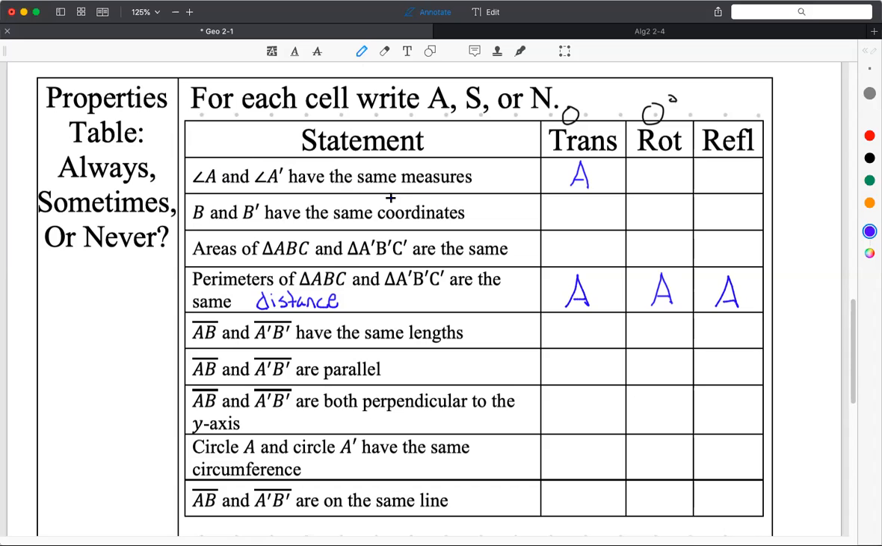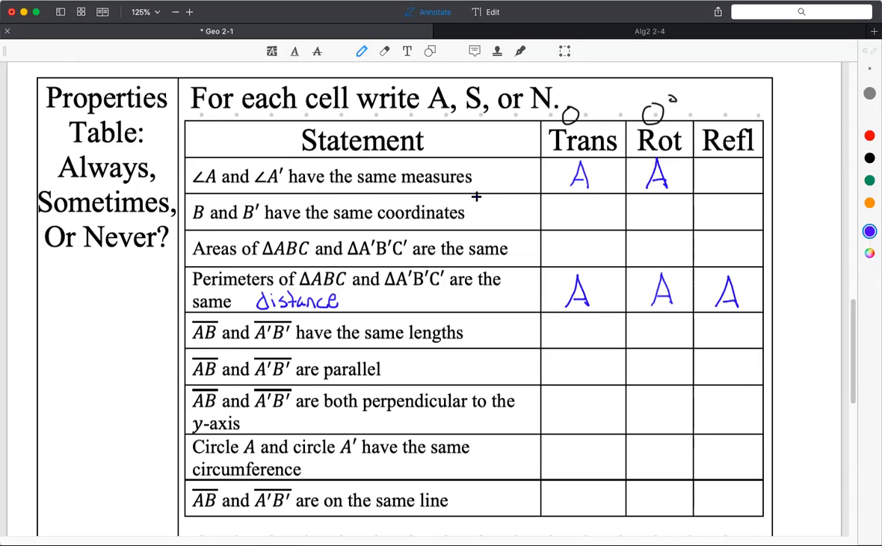Angle A and angle A prime have the same measures. Rotation. Give me answers 1, 2, or 3. Take a guess. Always, sometimes, or never. I get a sometimes. I can get a never. All right, and the answer here is an always. Why? I'm going to ask one of you to use the definition somehow to explain why. Well, we know because of CPCTC. Yeah, and they're congruent.